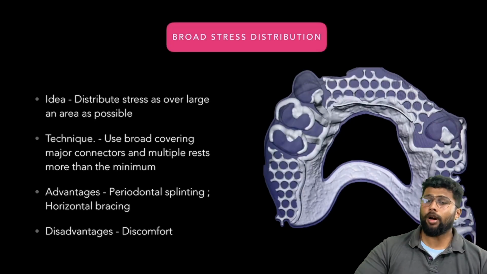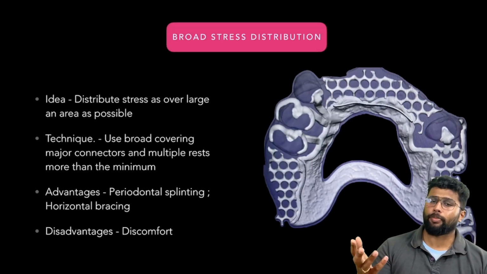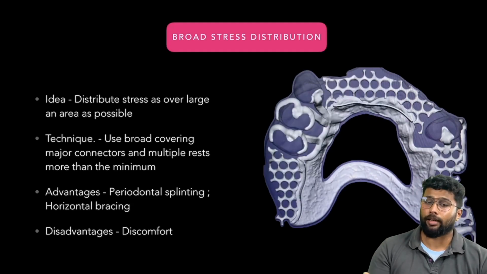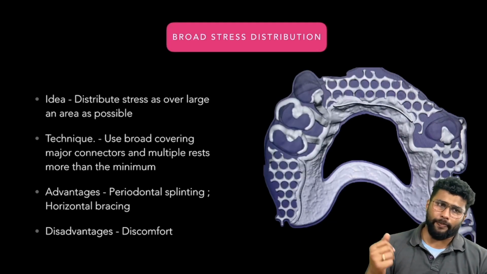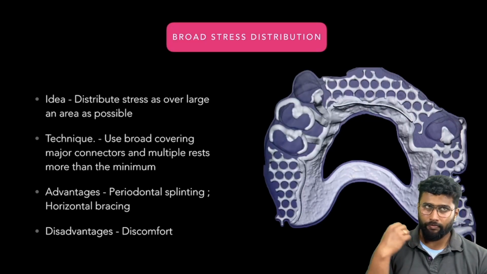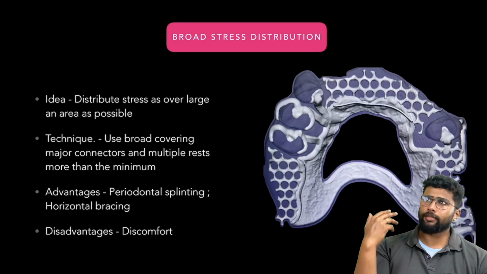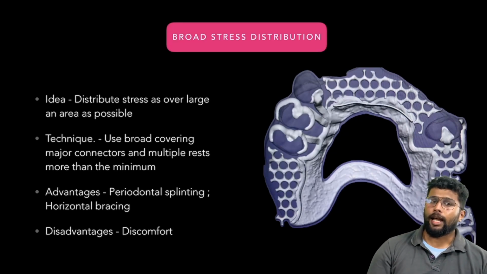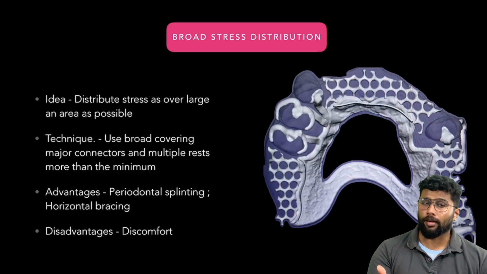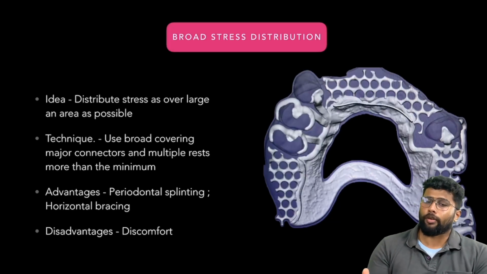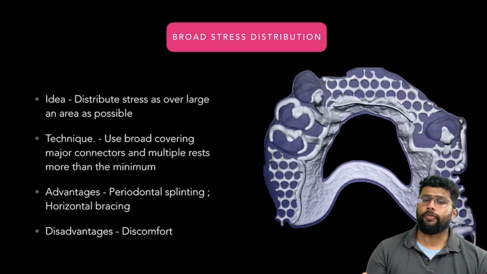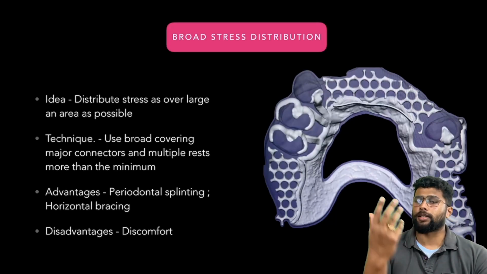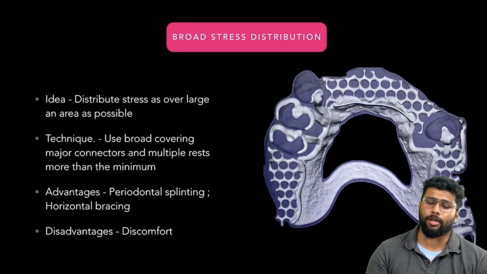So they have broad or big major connectors like the AP spread, AP strap, or complete palatal coverage, and they use multiple rests. More than that, on the direct retainers, clasp assemblies, or the indirect retainers, they also give secondary or auxiliary rests on multiple teeth. The advantages of this philosophy are that it provides a great degree of periodontal splinting and bracing effect against a lot of horizontal forces. But with this much coverage obviously comes a lot of discomfort for the patient, because they feel that the entire cast partial is occupying the space inside their mouth.